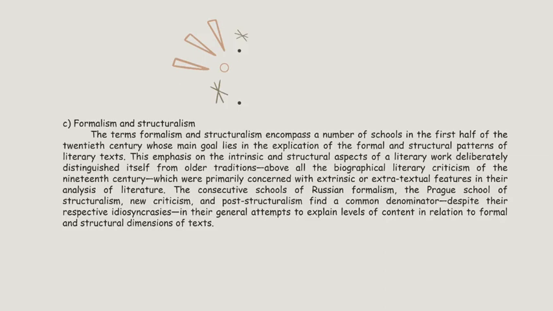The consecutive schools of Freudian formalism, the Prague school of structuralism, new criticism, and post-structuralism find a common denominator despite their respective idiosyncrasies in their general attempts to explain levels of content in relation to formal and structural dimensions of text.